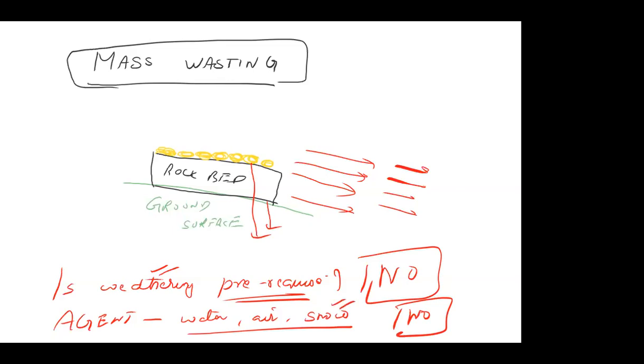Water, air, snow are not the agents which move this rock bed from one place to another. In fact, it's the other way around. This rock bed will have within it the air, water, and snow, which move along with the rock. Getting it? These agents don't move the rock; they move along with the rock, thanks to gravity. Fine? So these are the prelims type of questions.